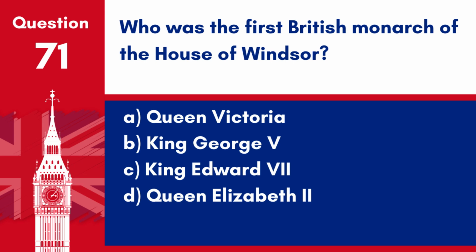Answer. B. King George V. King George V was the first monarch of the House of Windsor, having changed the family name from the House of Saxe-Coburg and Gotha in 1917 due to anti-German sentiment during World War I.